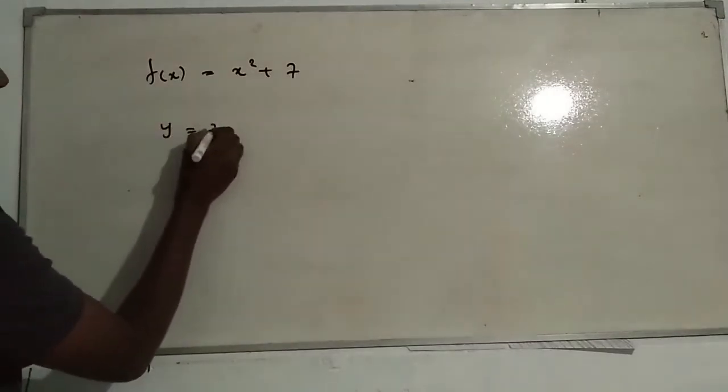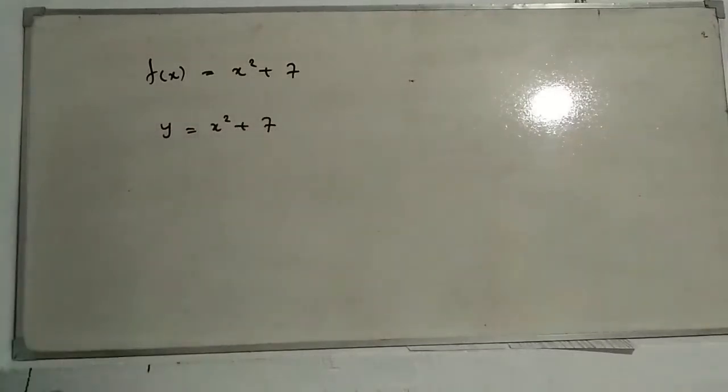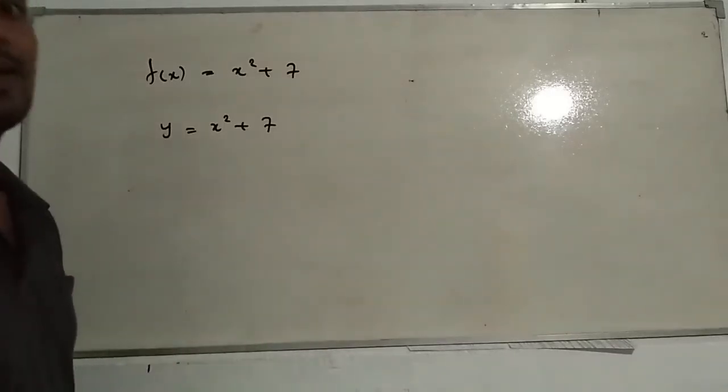Now, I rewrite this function as y equals x squared plus 7. Now you know that x is our independent variable and y is our dependent variable, right? Now think about x, our independent variable. Think about the input values that we can put into x. Now if you think, you can see there is no restriction. You can put any value for your x. So our domain is real numbers.